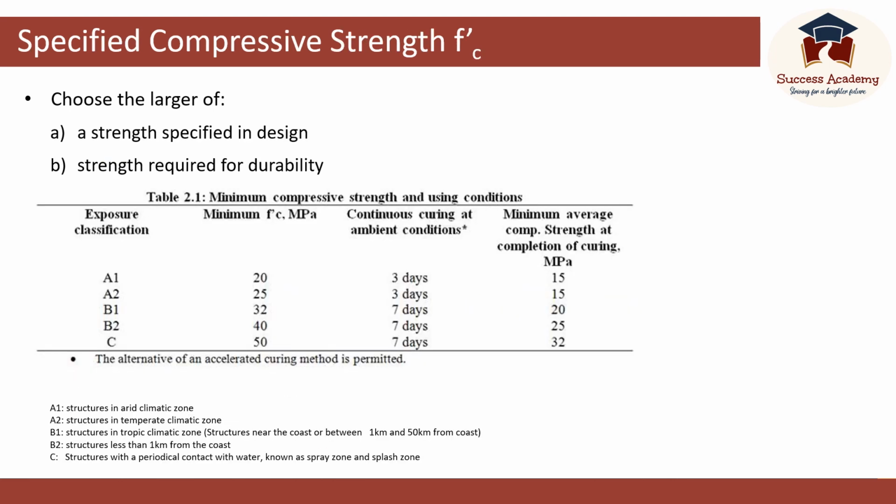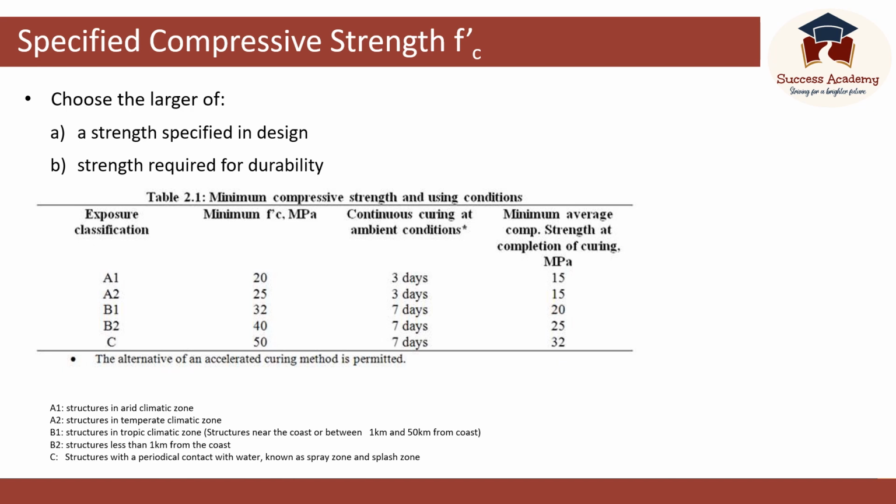In concrete engineering, compressive strength is a critical property that measures the ability of concrete to withstand axial loads or forces that push or squeeze the material. Here we are going to discuss two terms, specified compressive strength and average compressive strength, which are related to concrete strength testing and design standards. Let's start with specified compressive strength.